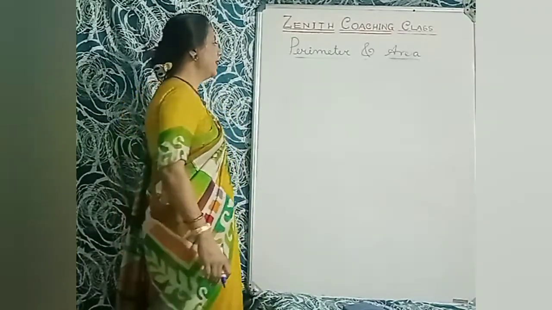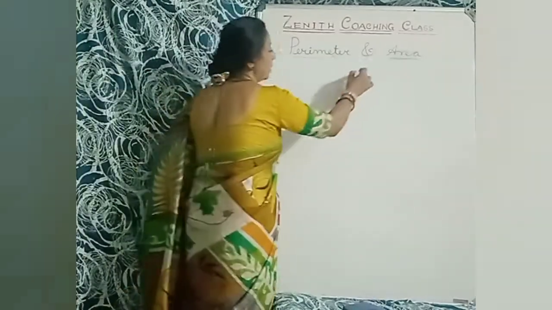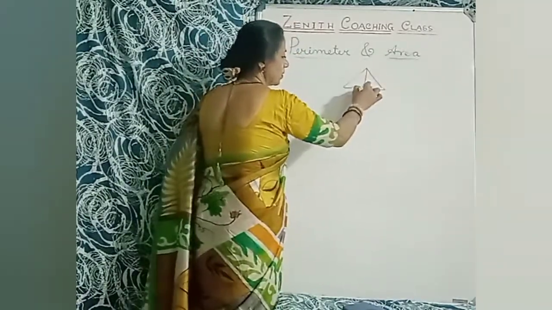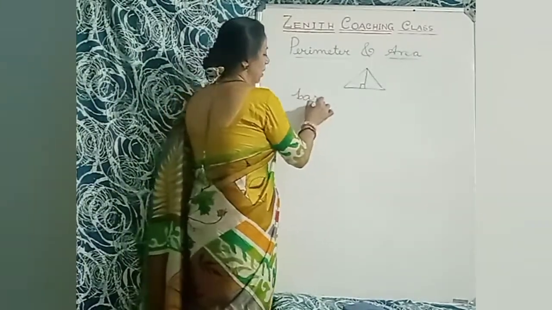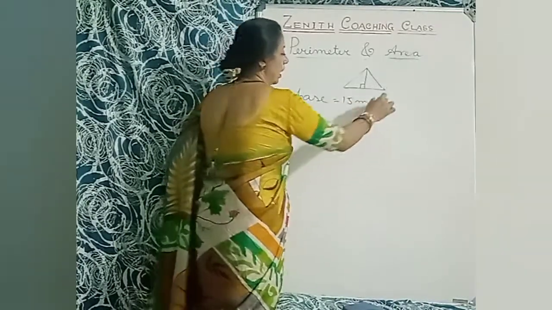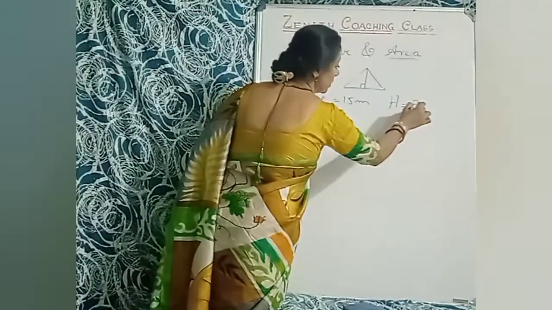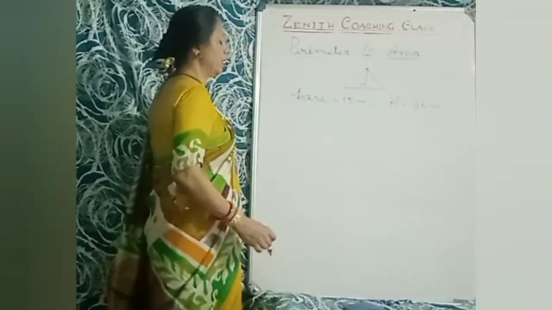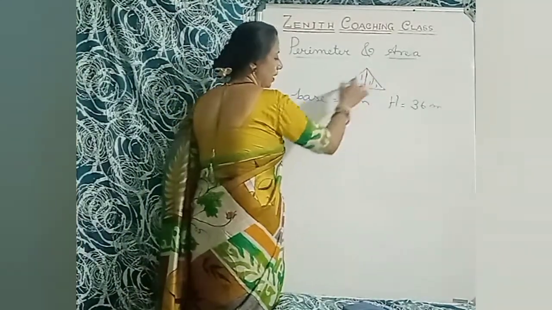Okay. So let's do another sum. Here is a triangle, and this is the altitude. Okay. Let's think base equals 15 meter. Height equals 36 meter. Now I'm telling you the cost of plowing the field. Okay, this is a triangular field.